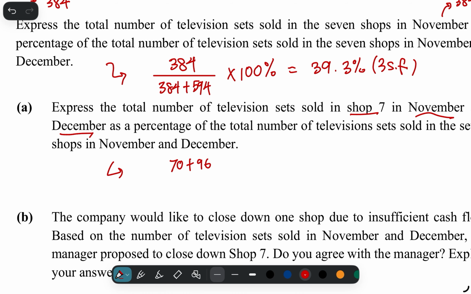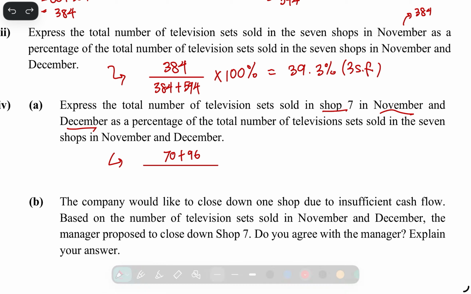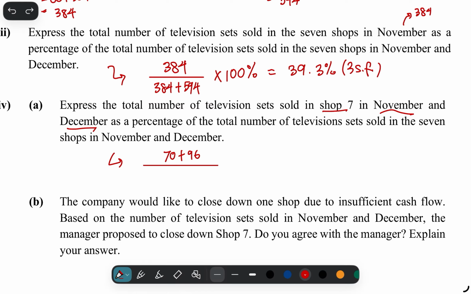out of, as a percentage of the total number of television sets sold in the 7 shops in November and December. In that case, the total number sold in November and December would be 384 plus 594. Okay, 384 plus 594, and I times 100% to find the percentage. The answer to this question should be 17.9%, round off to 3 SF.